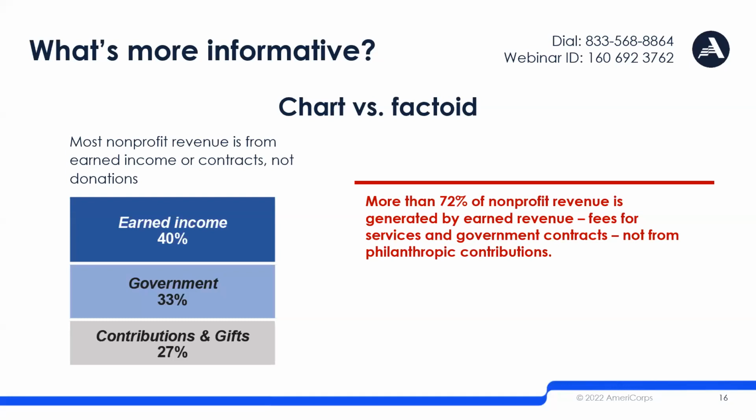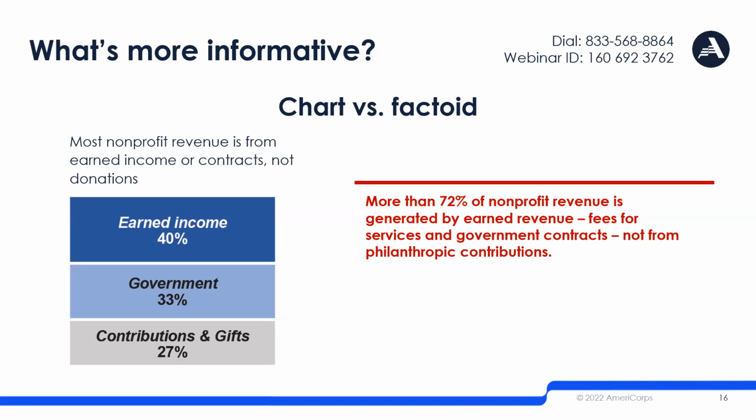Now, what's more informative, a chart or a factoid? Rather than having a wall of text, you can have a factoid. That's just a single piece of data that's emphasized. Here we have one that says more than 72% of nonprofit revenue is generated by earned revenue, fees for services, and government contracts, not from philanthropic contributions. It's meaningful and impactful and certainly easy to understand. However, it loses a lot of the complexity and richness of the data.